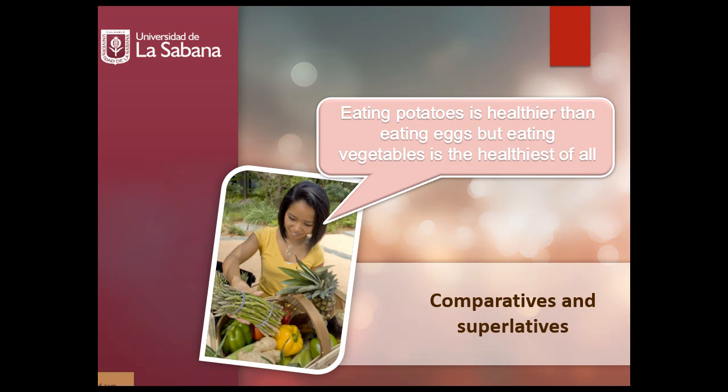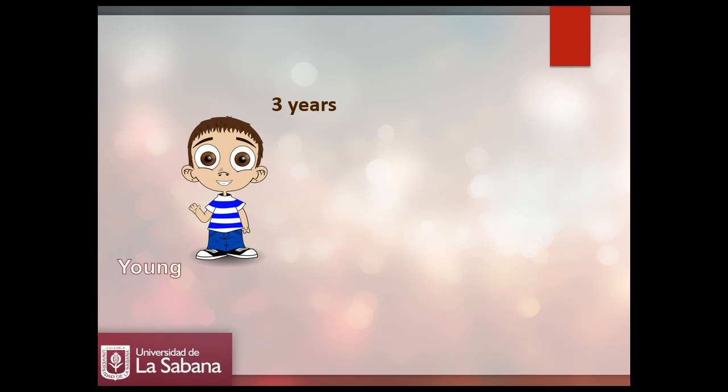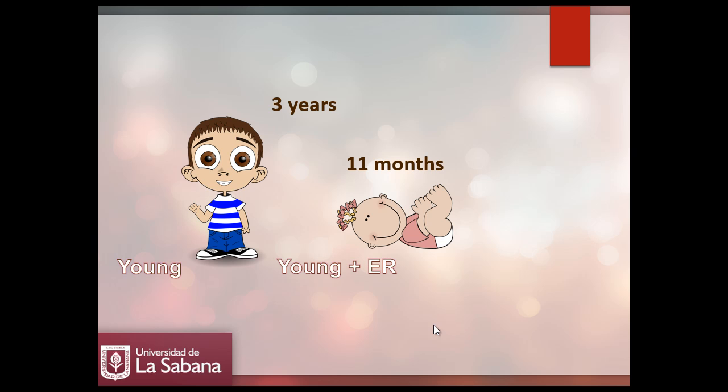I hope you are doing well today, and in this video we will learn how to form comparative and superlative degrees of adjectives. And before we start, let's meet George. He is very young. He is only 3 years old. George has a baby sister who is even smaller. Her name is Betty, and she is only 11 months old. She is almost 2 years younger than George.